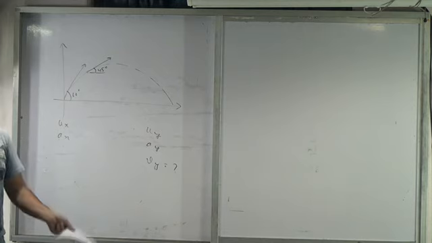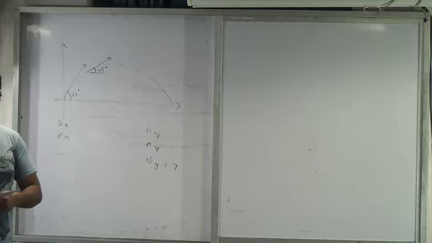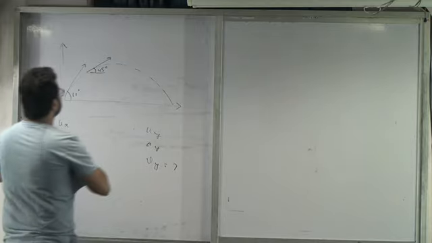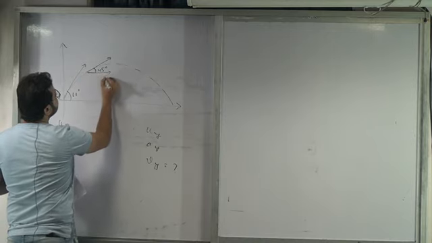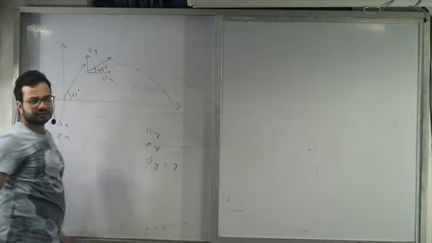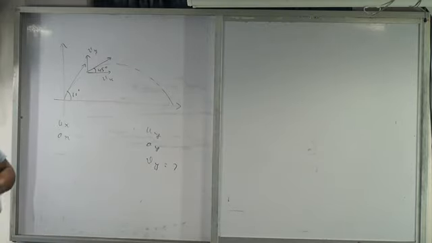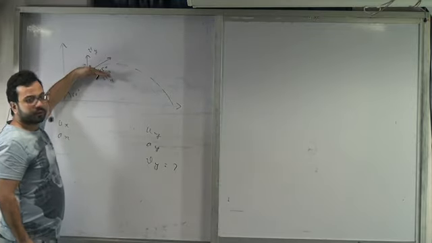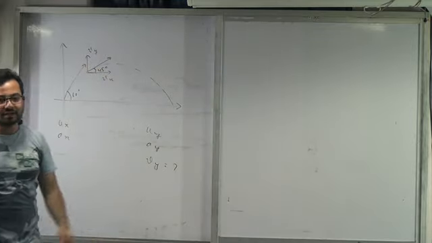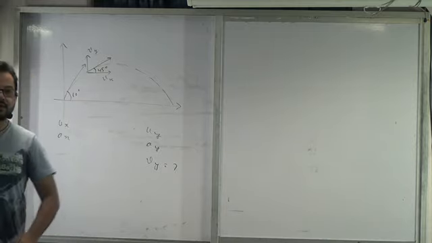Okay, now how do I get Vy? That is the question. Is this going to be Vx and this going to be Vy? The velocity is like this. So this component would be Vx, this component would be Vy. Is that right? So can I make use of this 45 degree? How can I use this 45 degree?